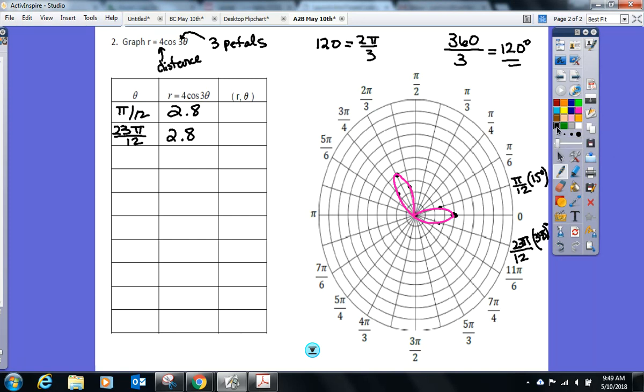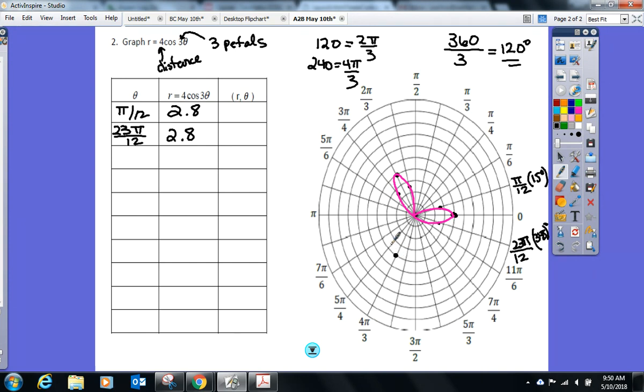Guys, how are we doing? We all right? We going slow enough here? I know there's a lot to think about. How many petals? If it's sine or cosine, how far is it going out? All right, 120. Where's my next petal going to be? 240, 4 pi over 3. So 1, 2, 3, 4 again.